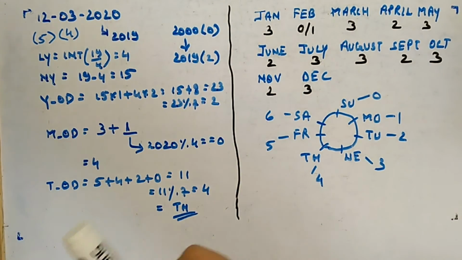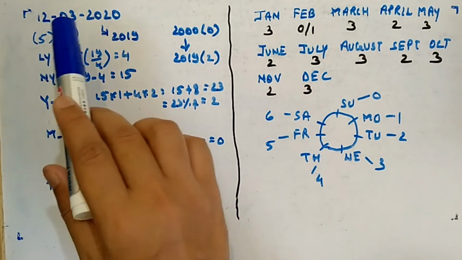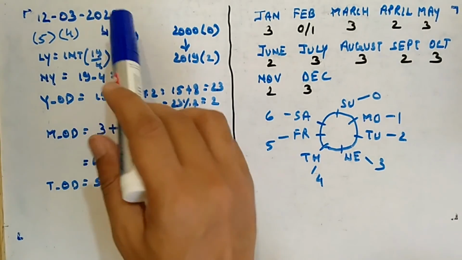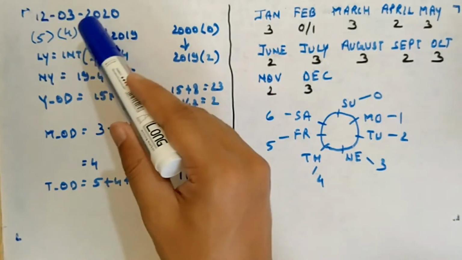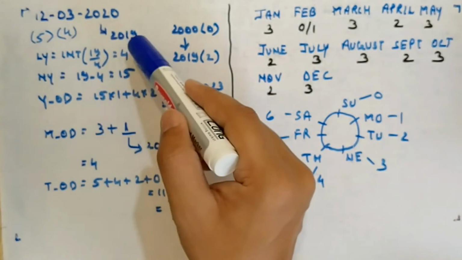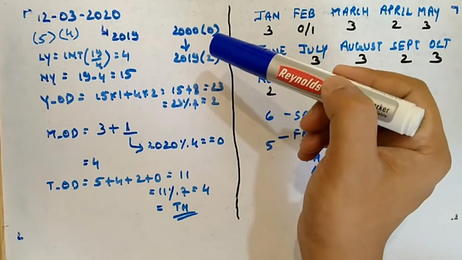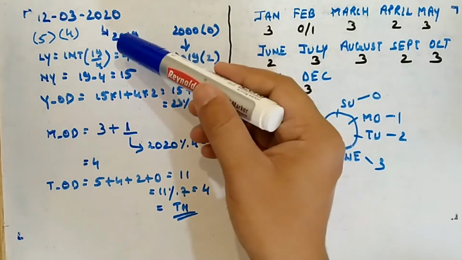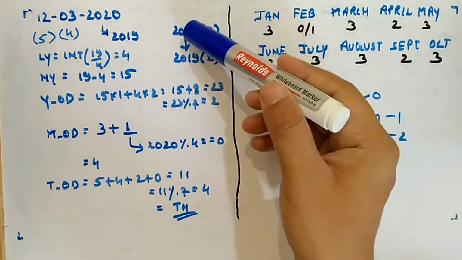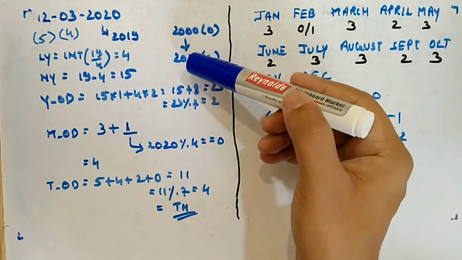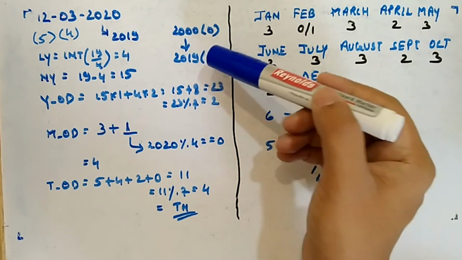Let's look at another one. So 12th March 2020, this is what the question is. So till 2020 we have to go, so we'll target 2019. So the closest century year will be 2000, which will give 0 odd day with respect to this, and from 2000 to 2019 we have to come, that will give you 2 odd days.